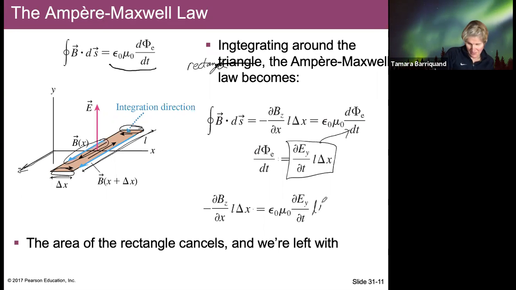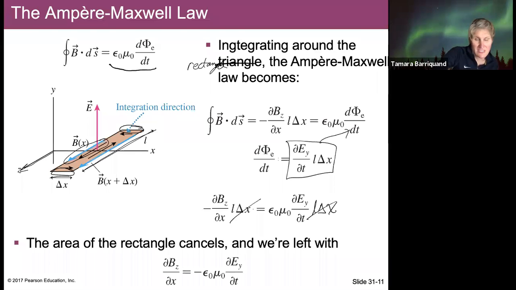The L delta x was still there on both sides. And so now the L delta x cancels on both sides. The area of the rectangle cancels. And what we're left with in this case is dB sub z dx equals negative epsilon naught mu naught dE sub y dt.